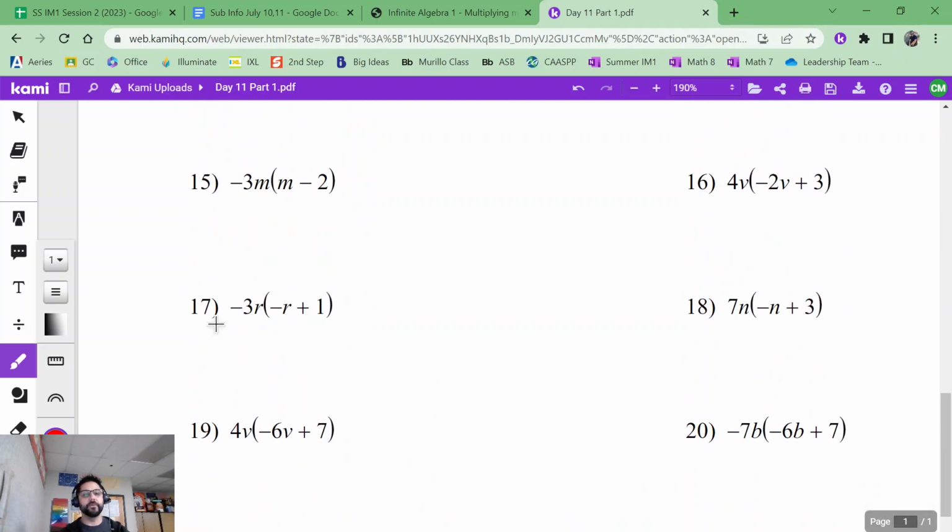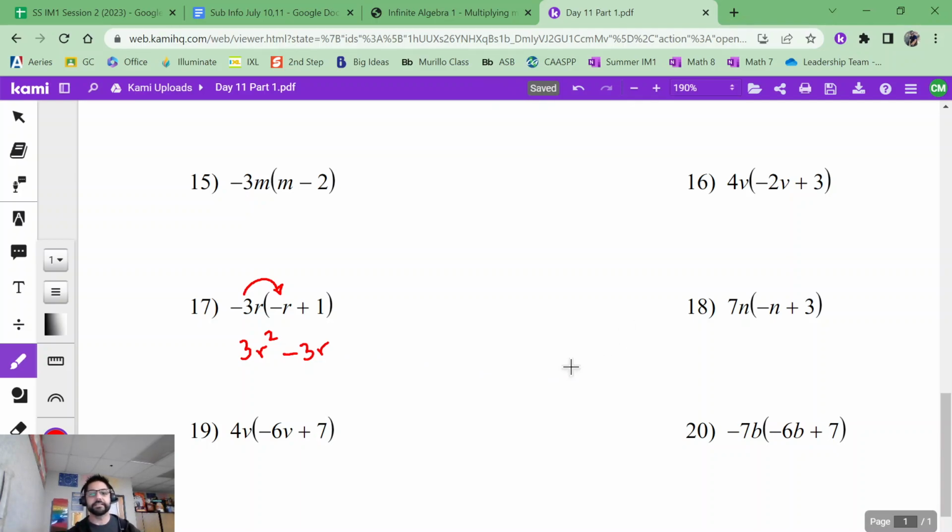So let's see, pretty much the same thing. We're just going to be really careful. Let's look at number 17 real quick. So this is going to be one of your easier worksheets. Again, pretty quick to complete. Negative times negative is positive. 3 times a hidden 1 is just a 3. R times R is R squared. Negative times a positive is a negative. 3 times 1 is 3. And the R just tags along.